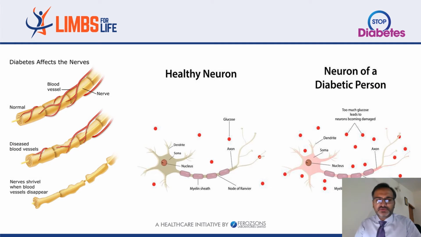Just a quick overview of a healthy nerve, and when the blood vessel is diseased, it leads to shriveling of the nerve. The nerve shrivels when the blood vessels disappear. So this is how the blood vessels get damaged, leading to changes in the neuron, and definitely the signals are distorted, and the patient will feel all types of neuropathic pains that we have already discussed.